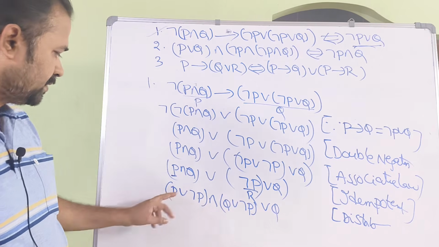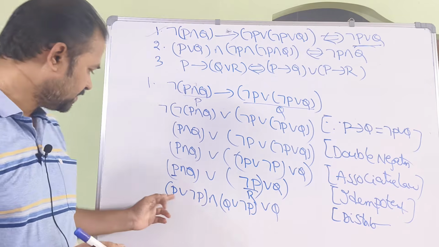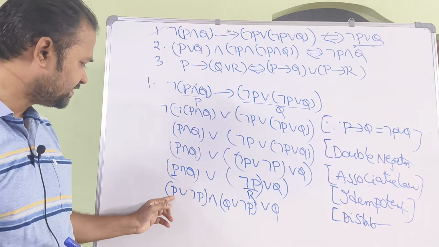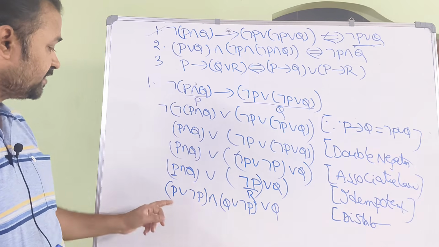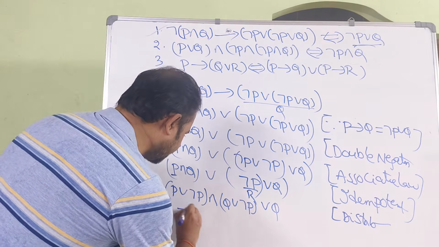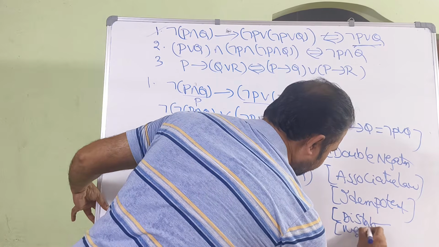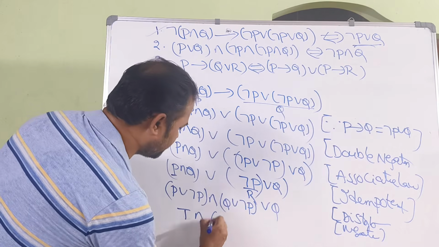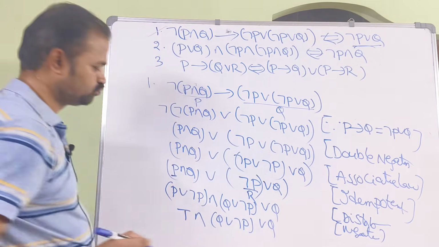What is the result of P or negation P? P or negation P means here we have to apply the negation law. What is the result of P or negation P? It always produces true as the result. So true, and this is the negation law. So true and (Q or negation P) or Q.